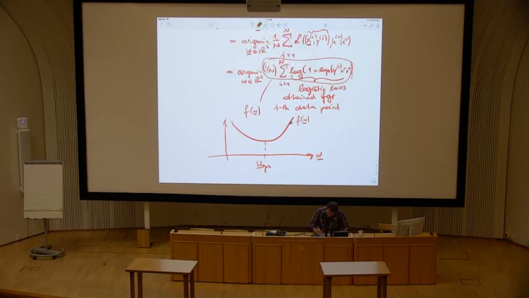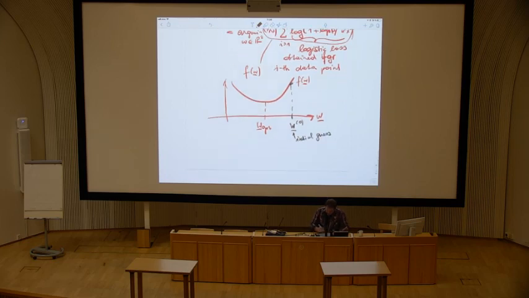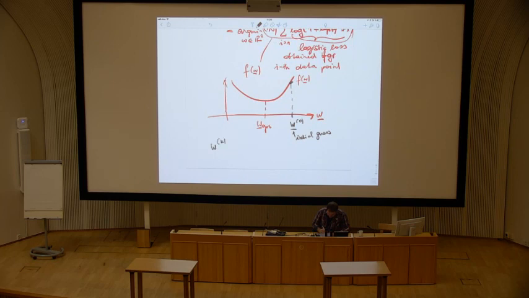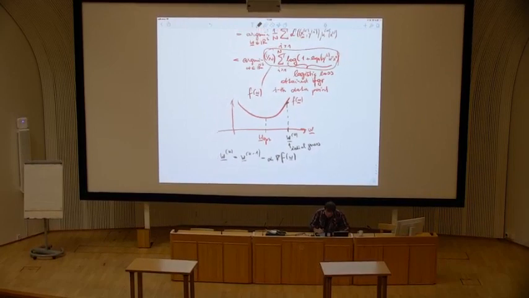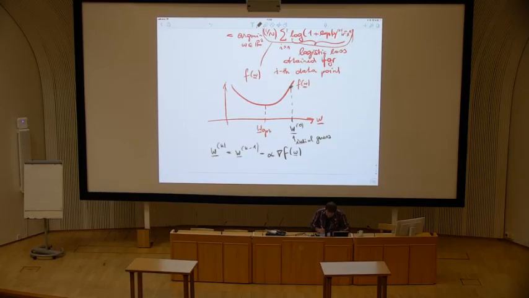So we start with some initial guess, maybe randomly chosen, maybe all 0. So this is the initial guess. And then we update. So we get the new guess by taking the old guess and going into the negative gradient direction. What is the gradient here?